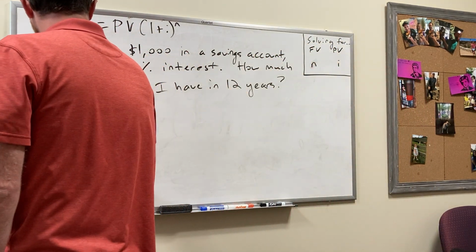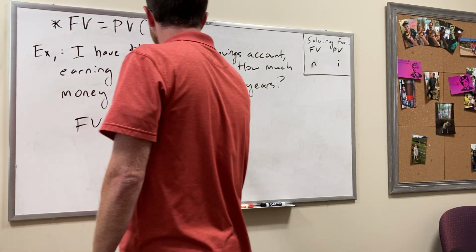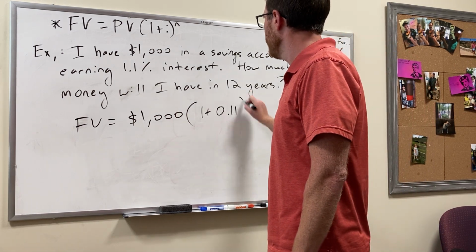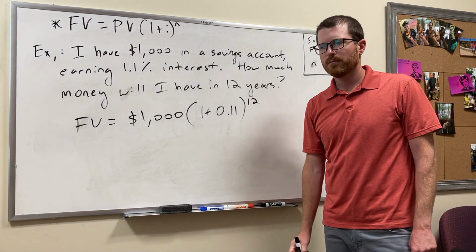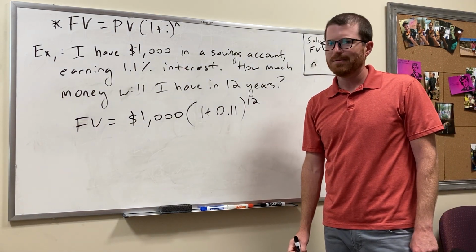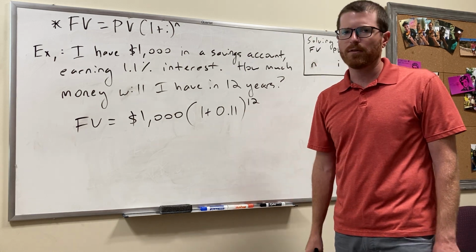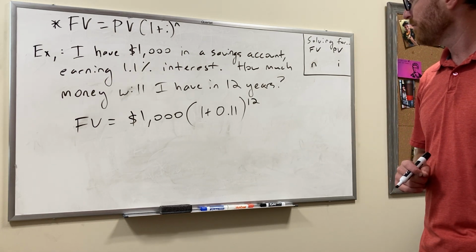The future value is going to be equal to $1,000 times 1 plus 0.11 times 12. That look okay? And I can tell you guys, when I'm grading quizzes and exams, I see these types of mistakes pretty frequently. See if you can take a second and figure out what I've done wrong here.